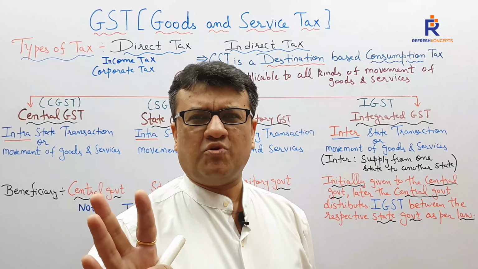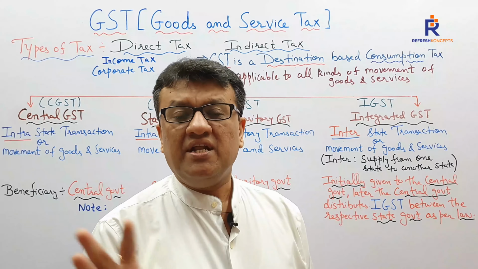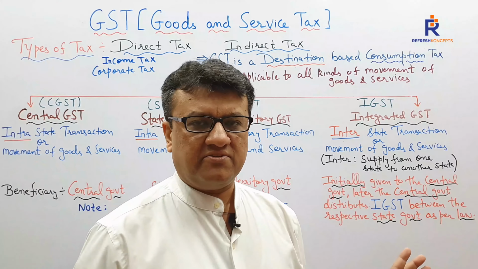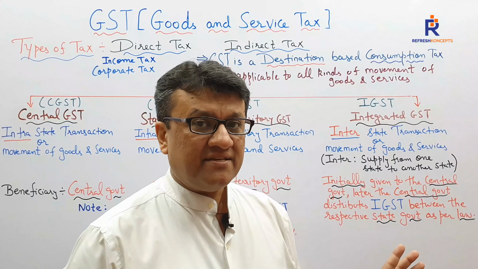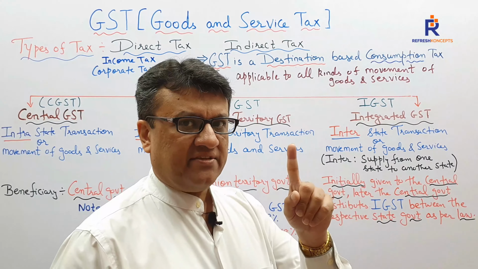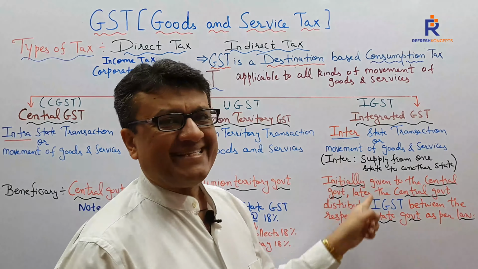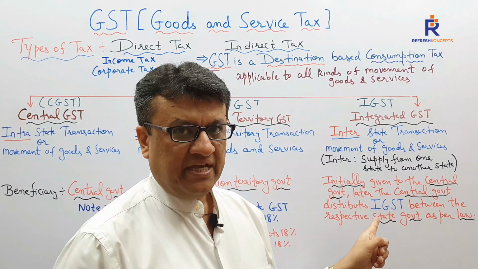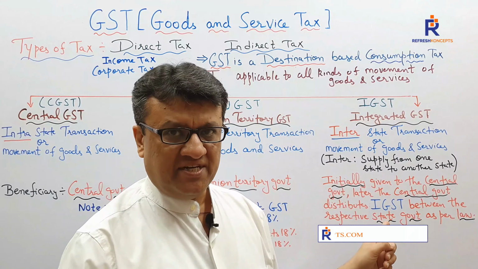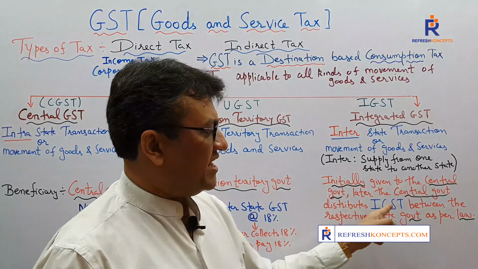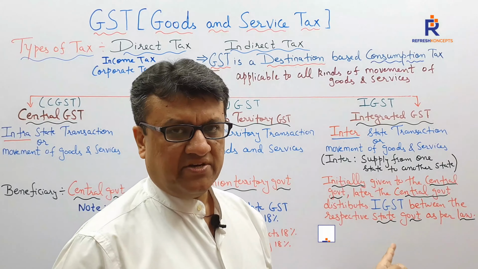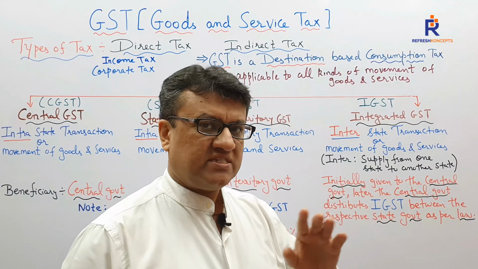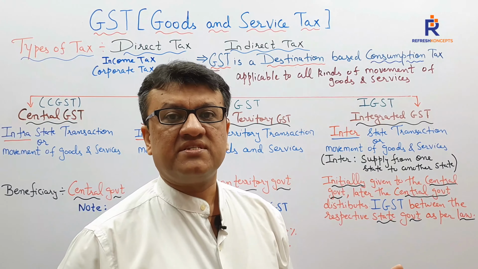We are not here to discuss what the law is and how much each of the states will share their revenue. No, we are not here to discuss that. But who gets initially the revenue of IGST? It is the central government who will be getting the revenue. As per law, thereafter, the central government is going to share and distribute it between the respective states through which the transaction or movement of goods has taken place.